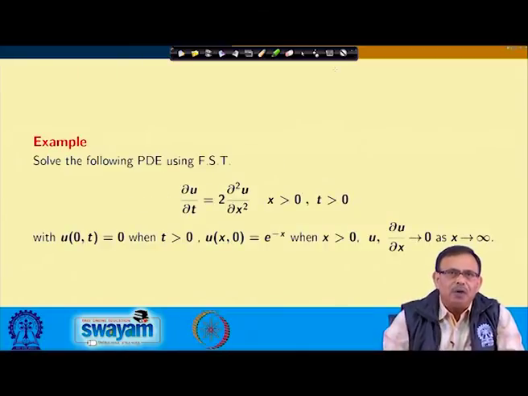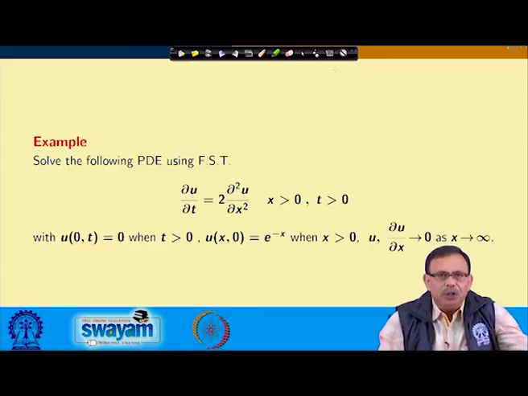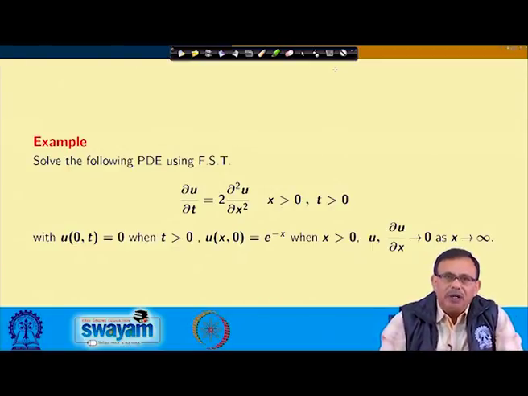Now, let us see another problem. Del u del t equals 2 del 2 u del x square. A similar problem, we are just giving some problems so that you can better understand how to find the solution. Here it is x greater than 0 and t greater than 0, with u 0 t equals 0, and for t greater than 0, u x 0 is provided as e power minus x, and u and del u del x approach 0 as x approaches infinity.